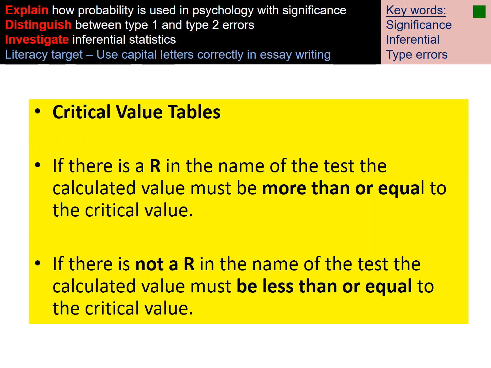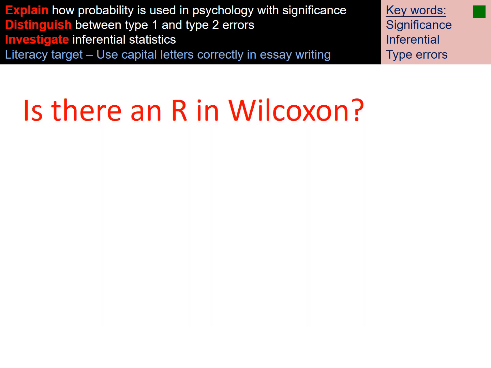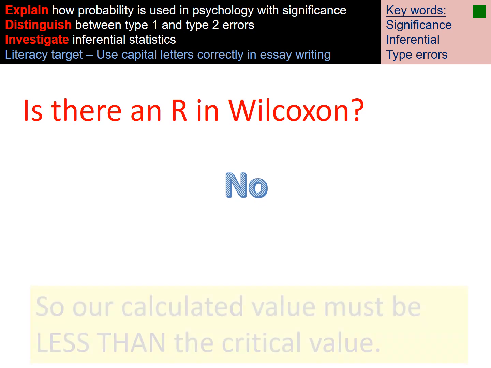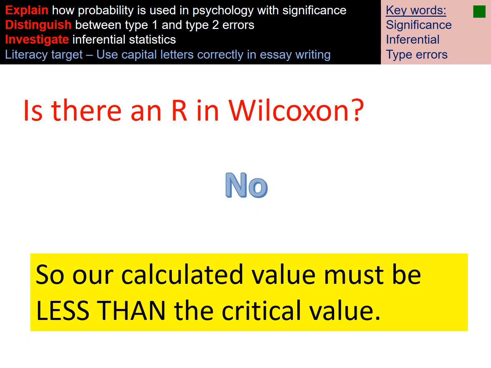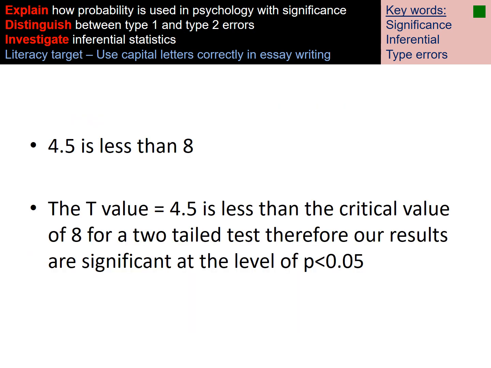as 8. Now remember, the rule is exactly the same for all the statistical tests. If there's an R in the name of the test, then I need my calculated value to be more than or greater than or equal to. And if there's not an R in the name of the test, then I need my calculated value to be less than. Is there an R in Wilcoxon? No, obviously not. So actually I need my calculated value, the one I have just calculated, to be less than the critical value in the table.